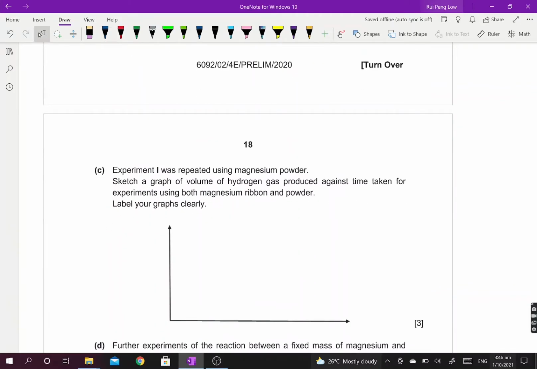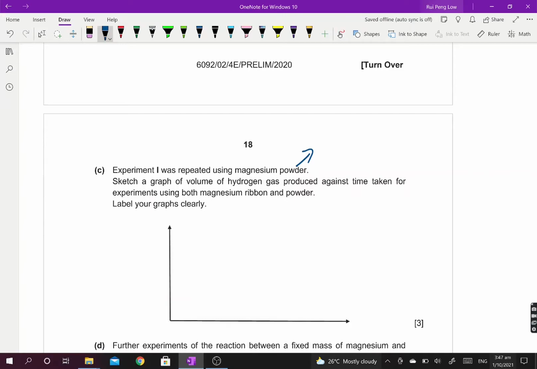Experiment 1 was repeated using magnesium powder. Sketch a graph of volume of hydrogen gas produced against time taken for the experiment using both magnesium ribbon and powder. So with powder, you learn that in the rate of reaction, what affects rate of reaction: concentration, surface area, pressure. No, in this case, pressure is not. Pressure only works for gas. So I repeat: concentration, catalyst, temperature, and surface area. So these are the 4 factors that affect the rate of reaction.